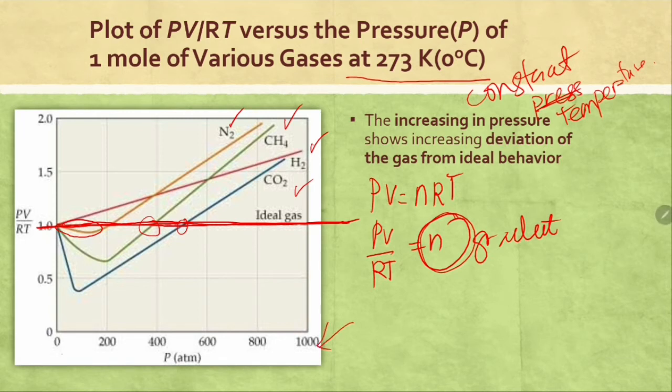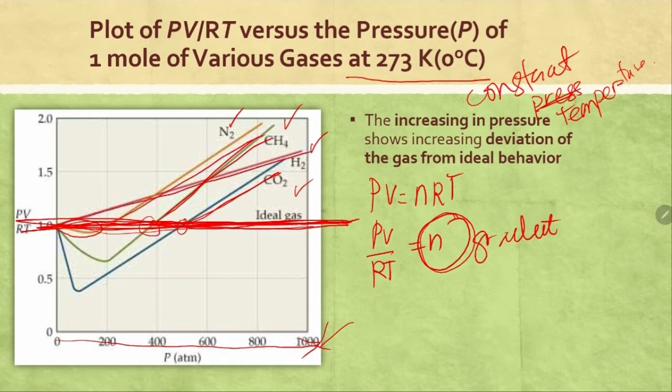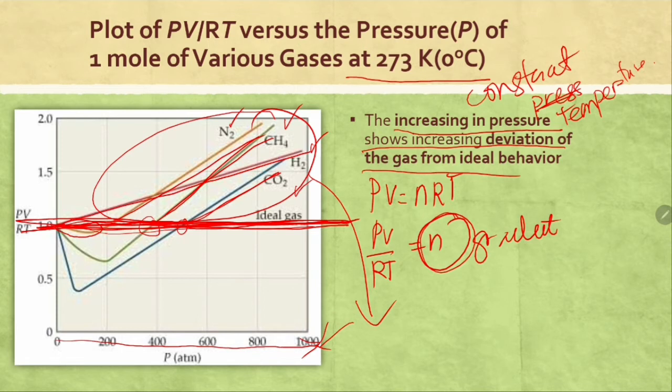As you can see, as we approach higher pressure, from left to right, all the gases go far away from ideal gas behavior. If it is an ideal gas, it will just be a straight line at 1.0, PV over RT equals 1, which is the number of moles, 1 mole. However, at higher pressure, all the gases deviate and go far away from 1.0. That shows that increasing pressure shows increasing deviation of the gas from ideal behavior. So at this high pressure, all the gas molecules are behaving like a real gas.